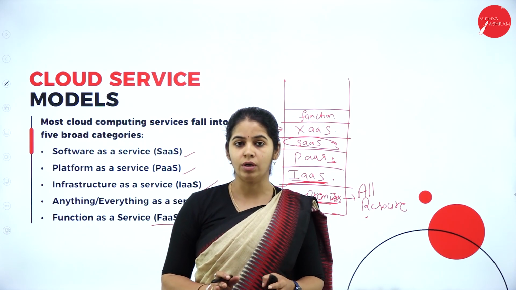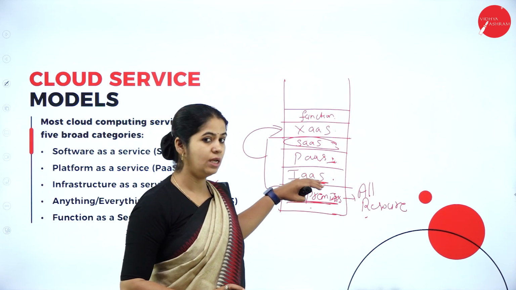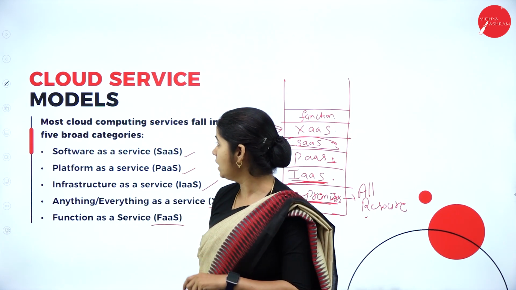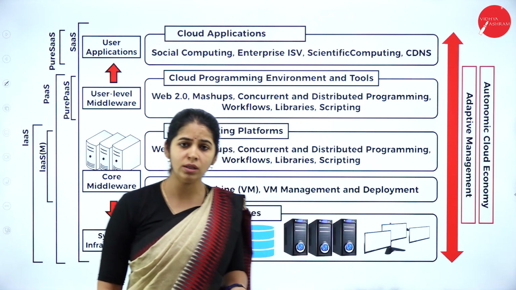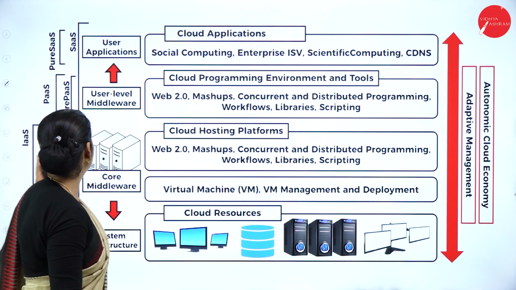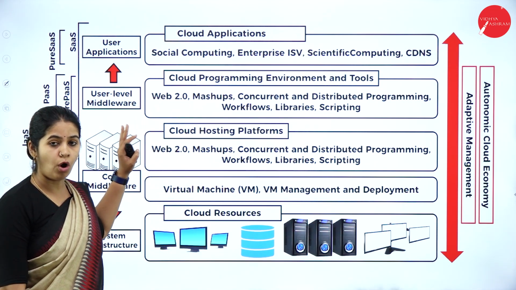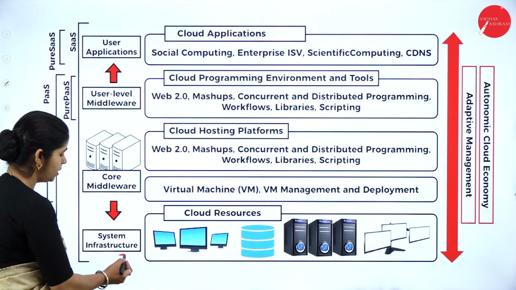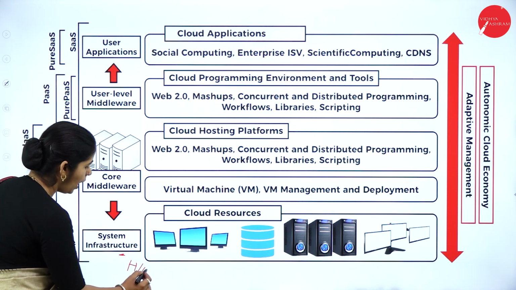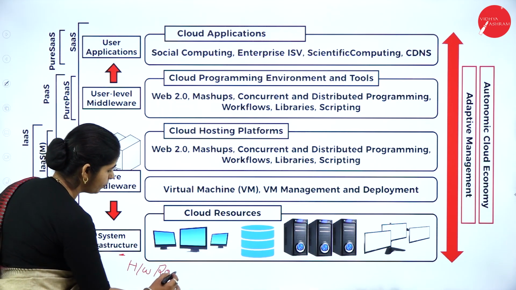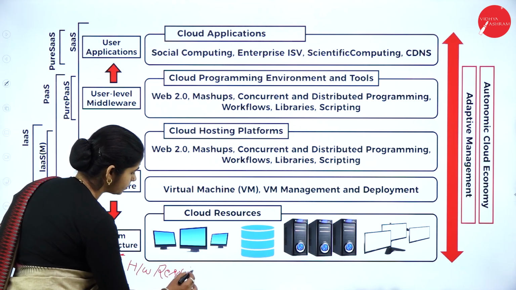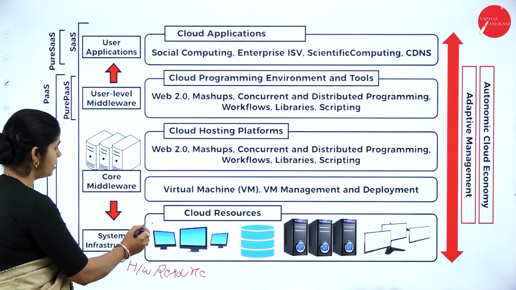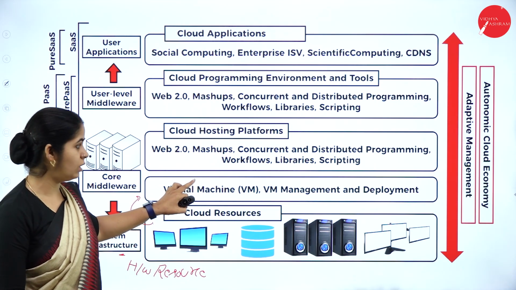Okay, getting the point. What are on-premises, IaaS, PaaS and SaaS services? Let's see in detail what service architecture we have. This is the complete cloud service model that they have provided. Here we have a system infrastructure, that is the hardware resources. This hardware resources is converted into virtual machines.